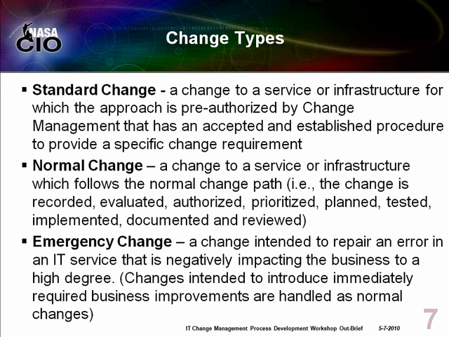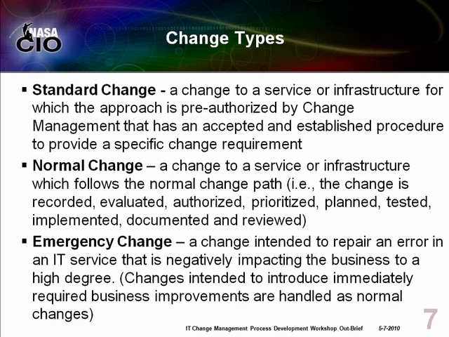And what we want to make sure is that when we have these happen, we follow a normal change path, so that we have a change recorded, it's evaluated, authorized, prioritized, planned, tested, implemented, documented, and reviewed. So there's a significant amount of work that's going to go on there. But again, these are changes that are normal, but they don't happen every day, so we want to make sure they're documented. And then we'll have an avenue for emergency changes.